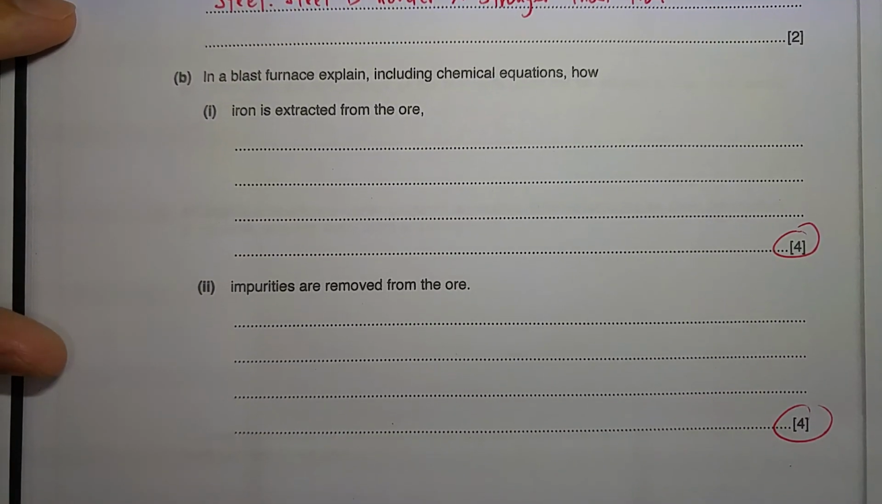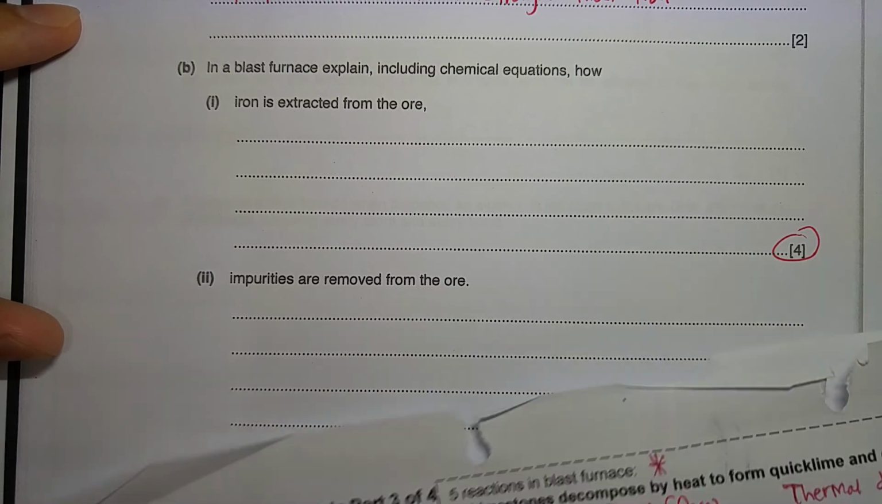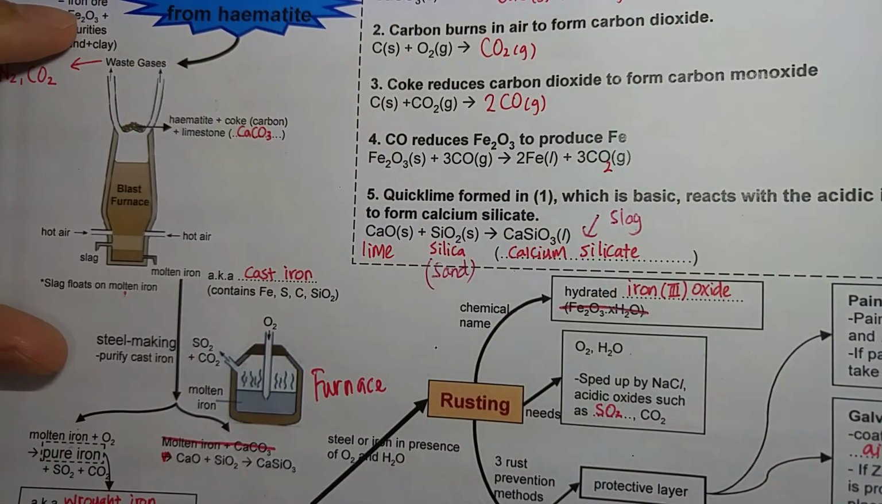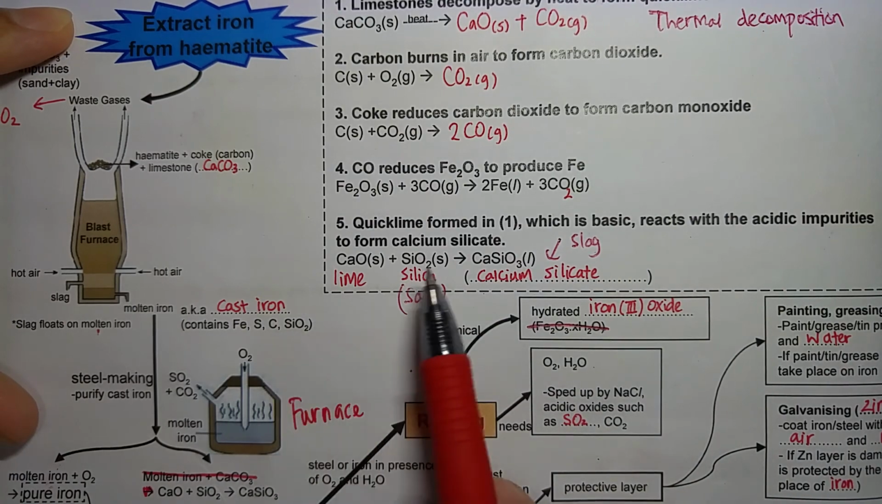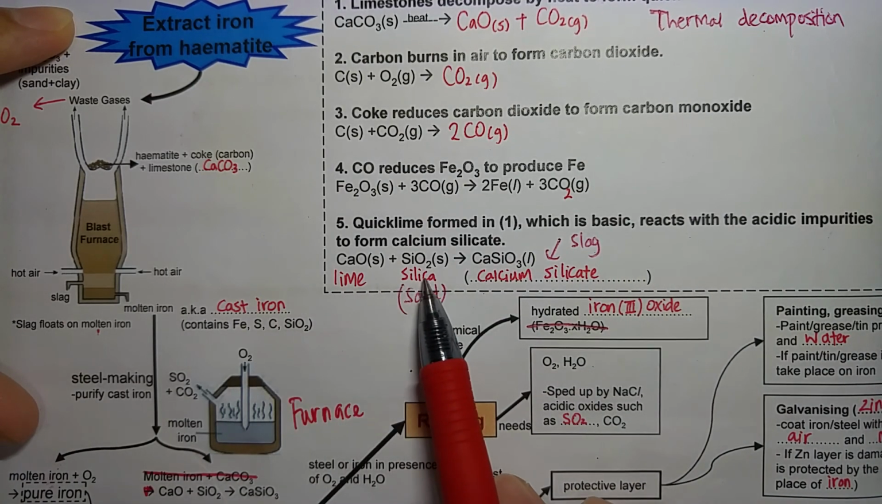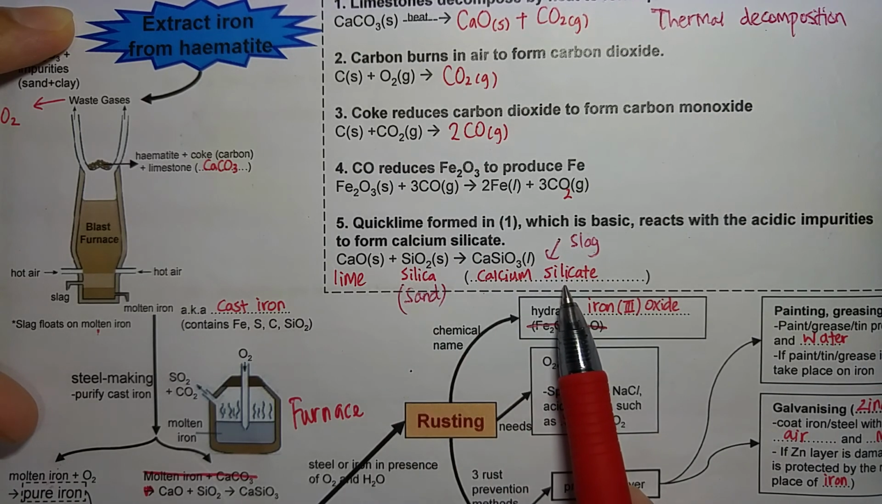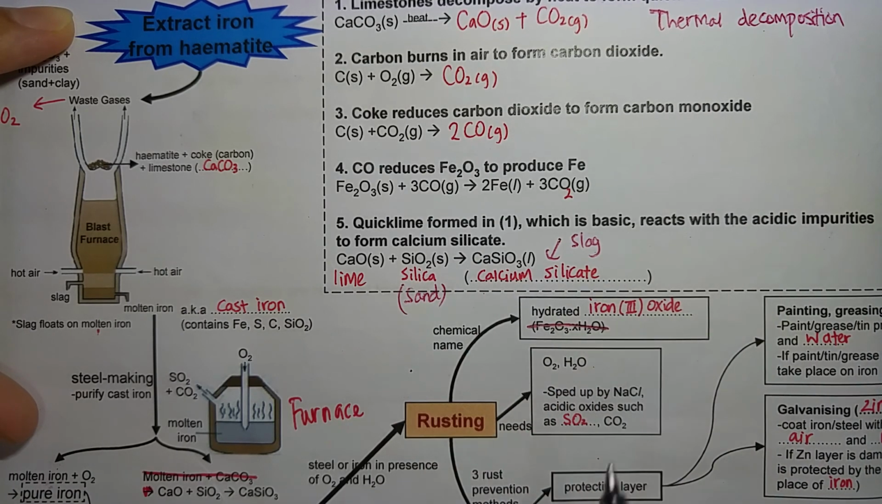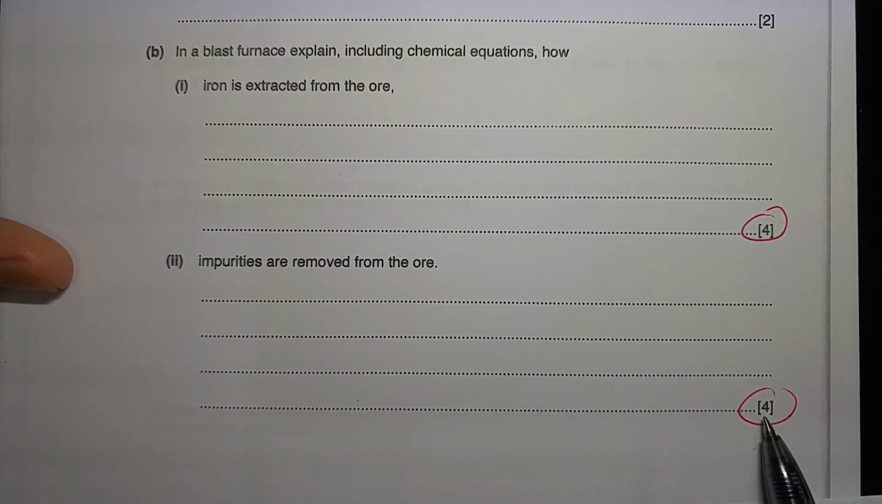Now for part B, impurities are removed from the iron ore, and that would be the last chemical reaction in a blast furnace, which is the quicklime from the decomposition of limestone. It is used to react with the acidic impurity in the form of sand to form calcium silicate or slag. And since this one is a 4-mark question, you probably need to explain a little bit about this slag.